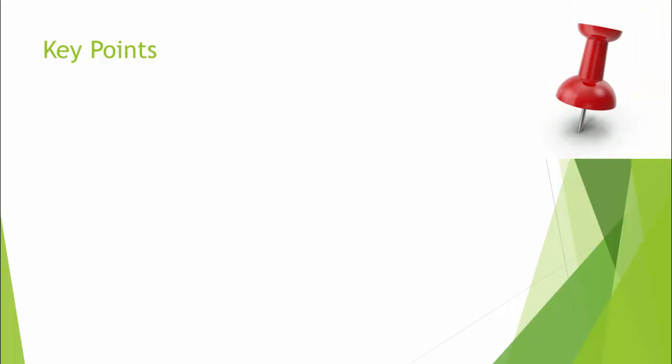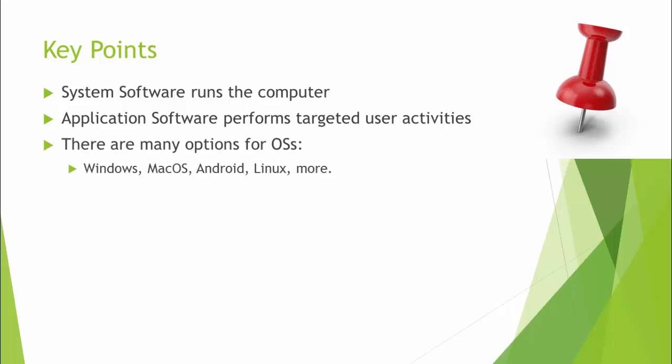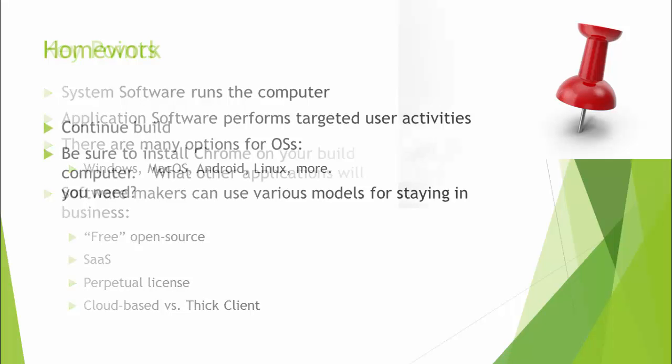Okay, so that's our quick run through software for today. You should be able to differentiate between system software and application software. Of course, we have examples of operating systems, and you can probably list those. Software makers have various models for keeping in business. There's free open source software, where if a business is working around it, they'll typically sell tech support for it. There's the older perpetual licenses where we buy a disk and install it, software as a service, and we can have cloud-based versus thick client applications.